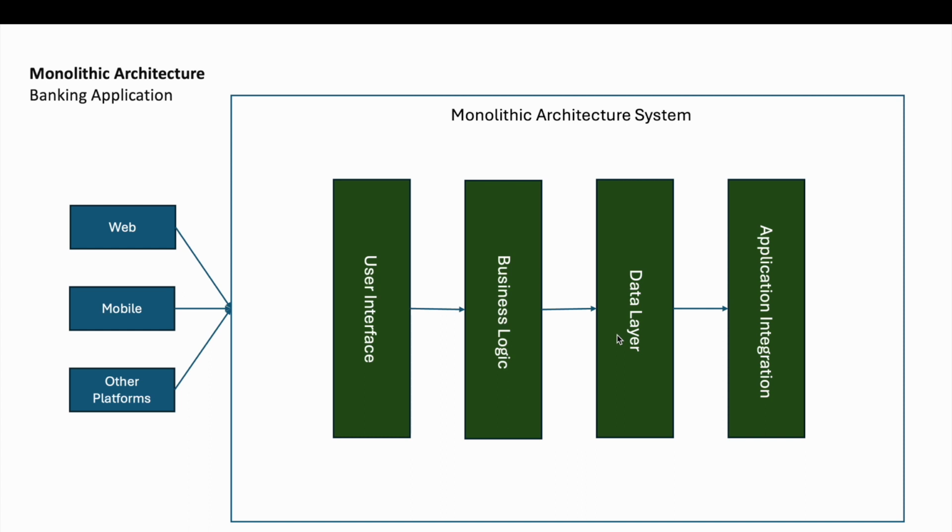If the bank wants to update just the way interest is calculated, the entire application might need to be redeployed, not just the interest calculation module. Let's look at a real-world analogy. Monolithic architecture is like a single-engine airplane where all components, engine, wings, fuel system, are integral. If the engine needs an upgrade, it impacts the entire airplane operation.